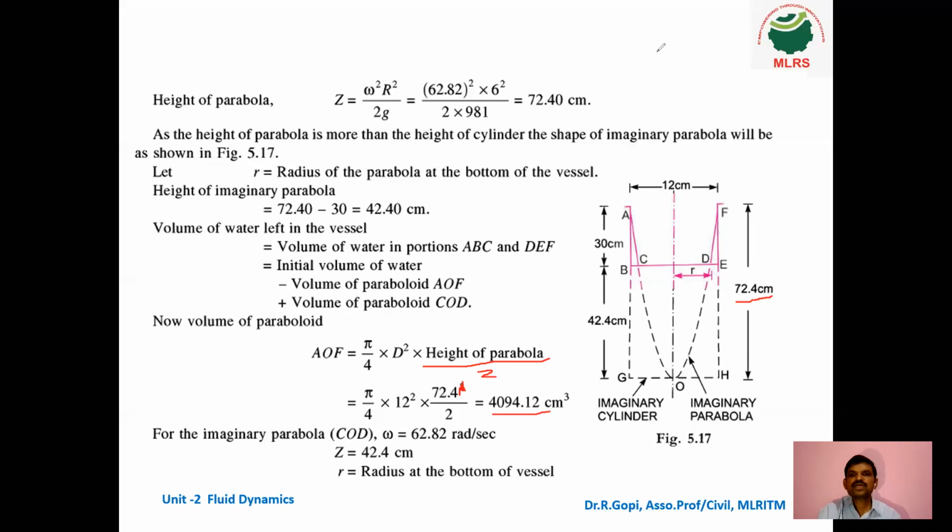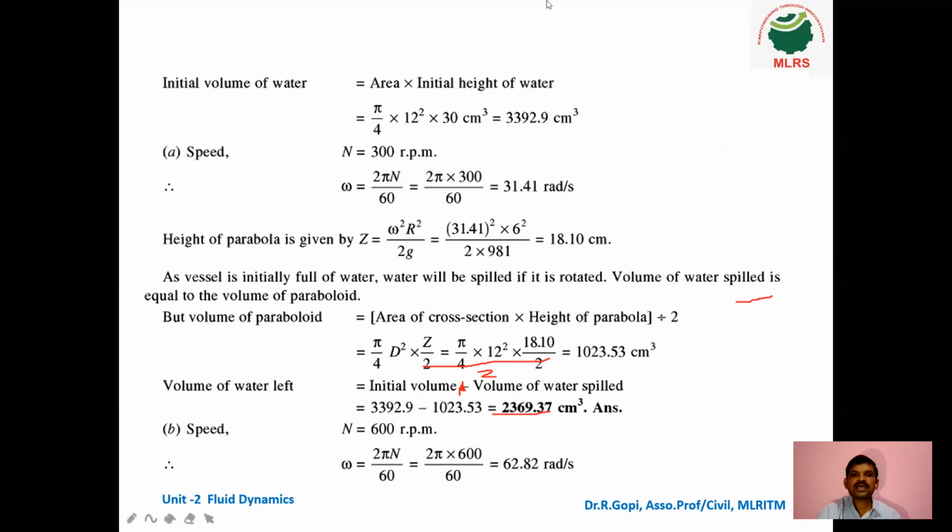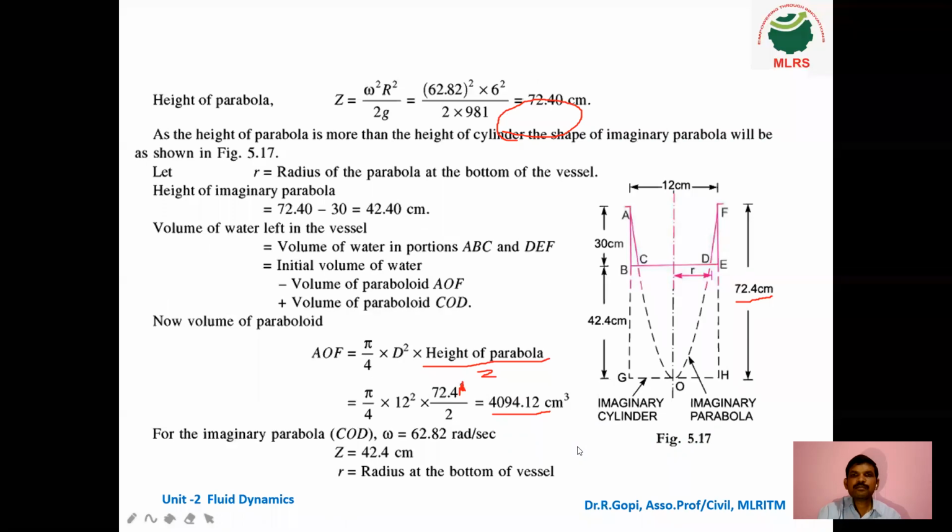4094.12. Students, here you can see the actual volume, that means the original volume, is 3392 only, but the volume of the full parabola is 4000. How is it possible? Because we have drawn the imaginary parabola. So now AOF is equal to 4094.12 centimeter cube. This is the volume of the paraboloid AOF.